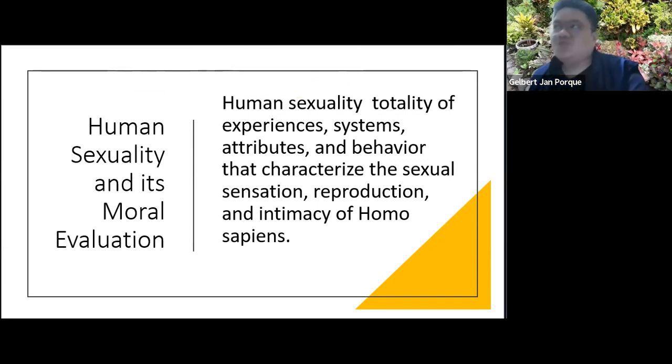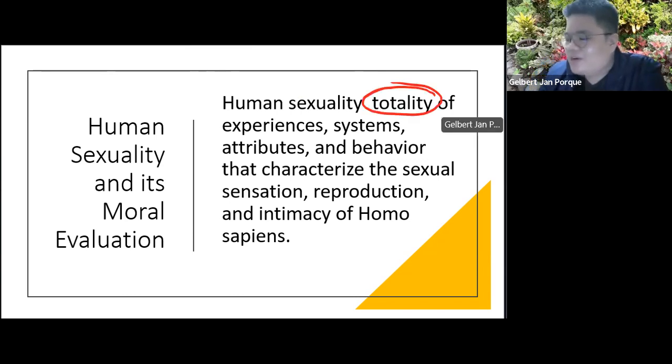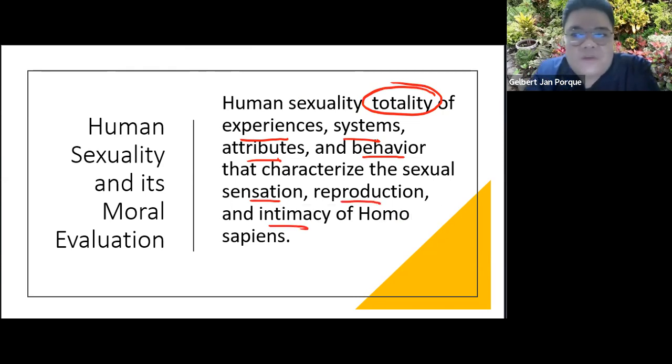Now, human sexuality and its moral evaluation. When I talk about human sexuality, it refers to the totality of experiences, systems, attributes, and behavior that characterize the sensation, reproduction, and intimacy of Homo sapiens. Look at the words there: totality, experiences, systems, attributes, behavior, and then sensation, reproduction, intimacy. That tells you guys that human sexuality is holistic. Human sexuality covers a lot of ideas. You could not just talk about human sexuality and then talk about penis and vagina, because human sexuality is not simply about that. It is about the experiences, systems, attributes, and behavior.